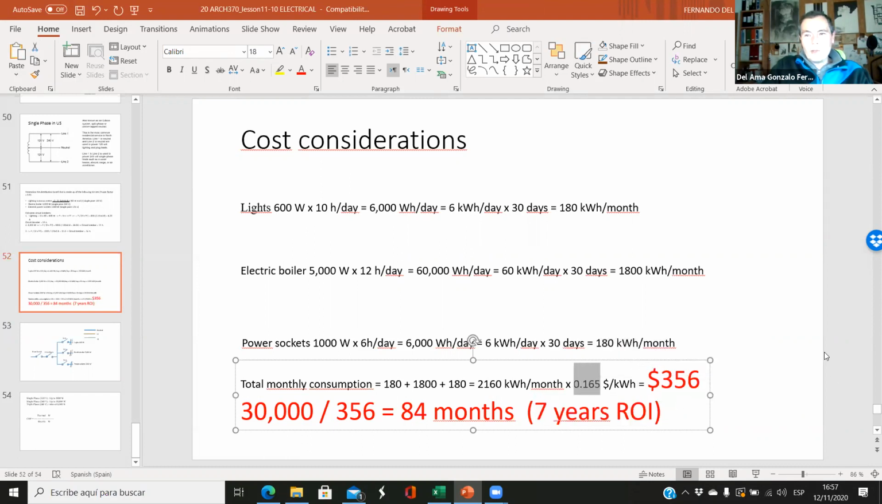But what if in a couple of years there's another crisis that we can't even foresee, and the price of the energy goes up? We don't know. Or what if it goes down? If the price of energy goes down, then the return of investment will be longer. But if the price of the energy goes up, then we can return that investment faster.